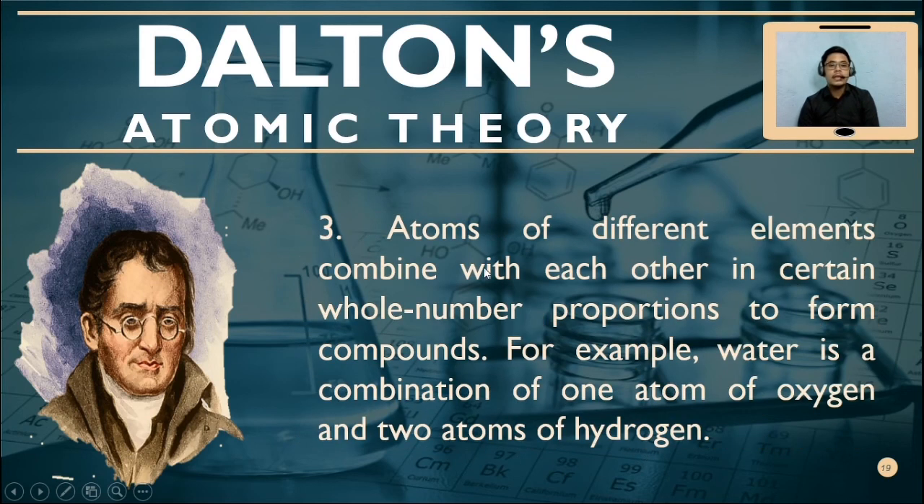And third is atoms of different elements combine with each other in certain whole number proportions to form compounds. Just for example is water. Okay, with its chemical compound H2O is actually a combination of one atom of oxygen and two atoms of hydrogen. So that is all about Dalton's atomic theory. So that ends our discussion regarding part 1 of the video tutorial for our subject.